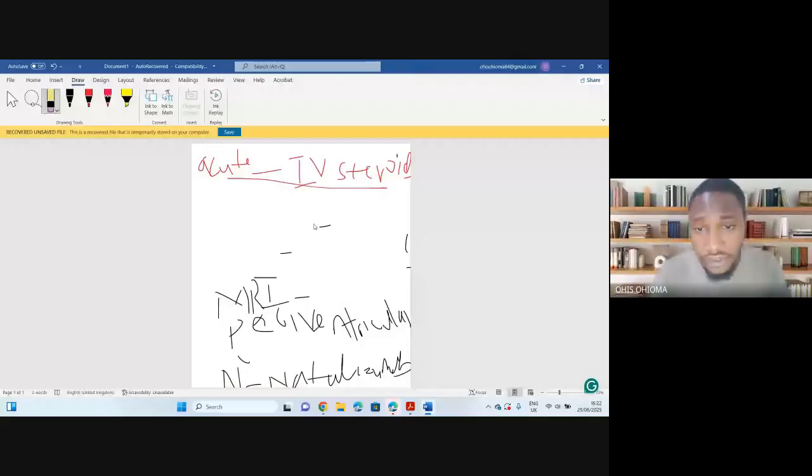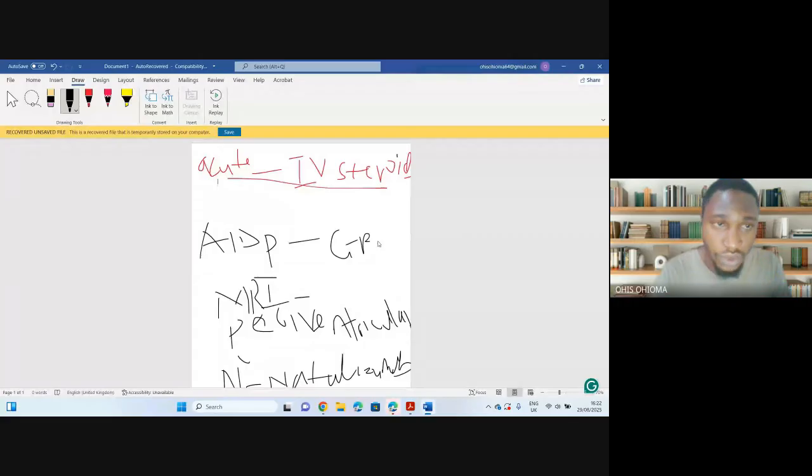So Guillain-Barré syndrome is a form of what we call AIDP. It's the commonest form of AIDP, that's acute inflammatory demyelinating polyneuropathy. Guillain-Barré is one of those syndromes, right? It's one of those conditions. So what happens in Guillain-Barré syndrome basically?